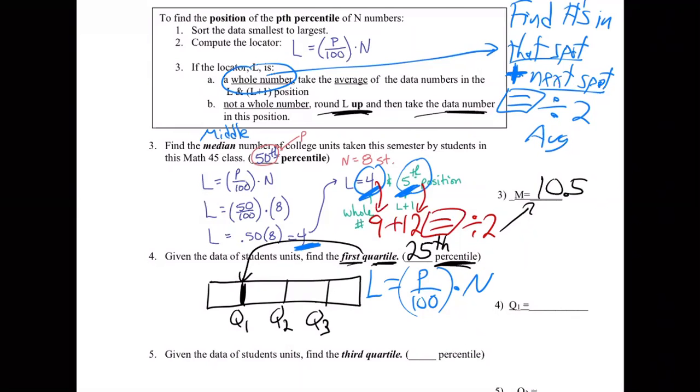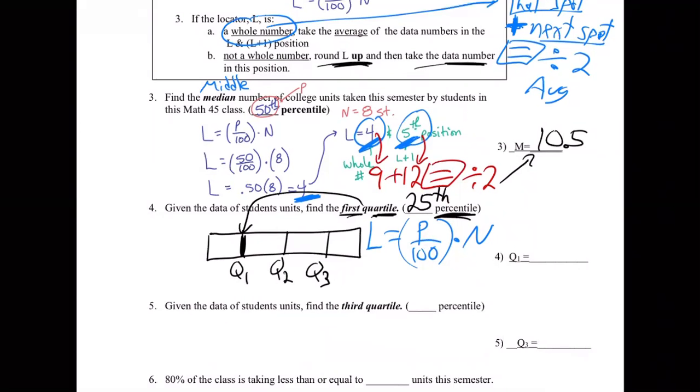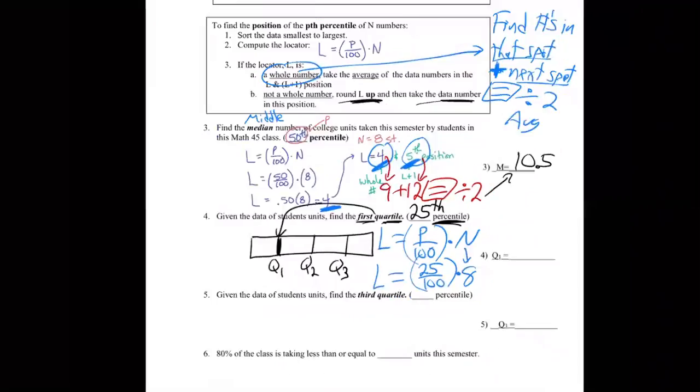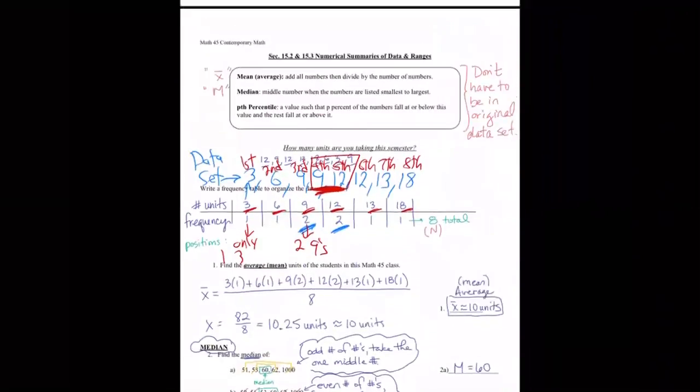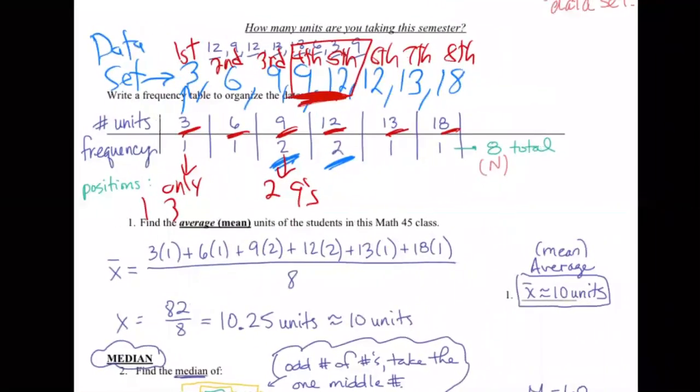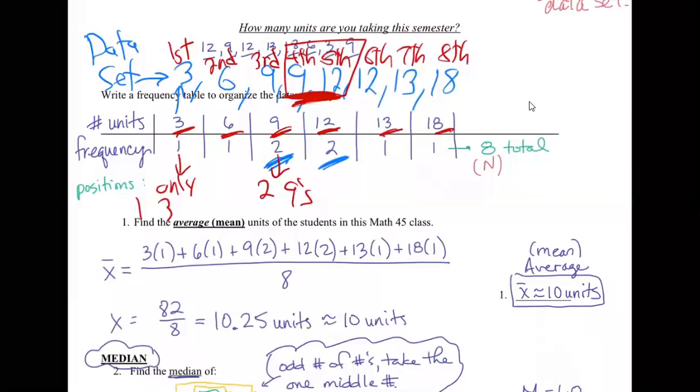So we're going to plug in the 25 now. And so we got L equals 25 over 100 times N. And what's the N? It was 8. The N was 8 because it's the number of data values. And that's the same thing. We're still talking about this list of data right here, right? This data of how many units people are taking, right?